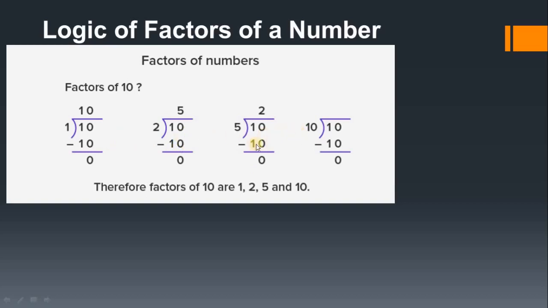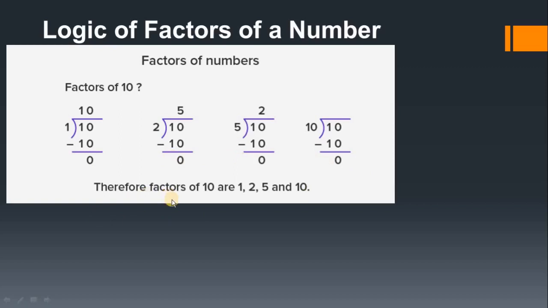But what about other numbers like 3 and 6? You will not get remainder 0. So the factors of that particular number will be 1, 2, 5 and 10, because in each case we are getting the remainder 0. So that is the simple logic.